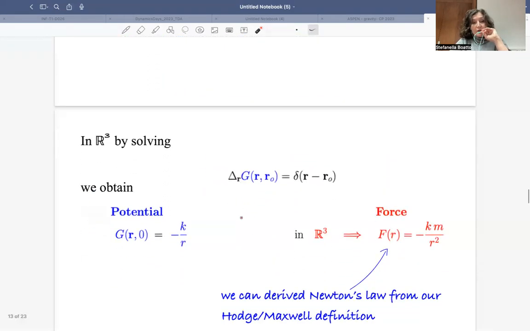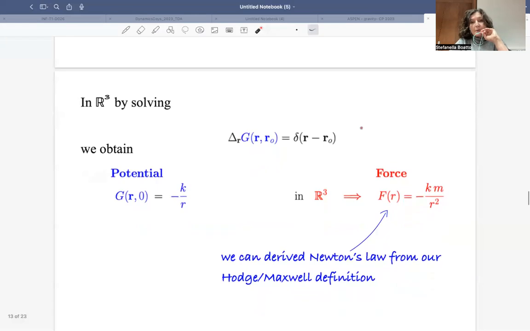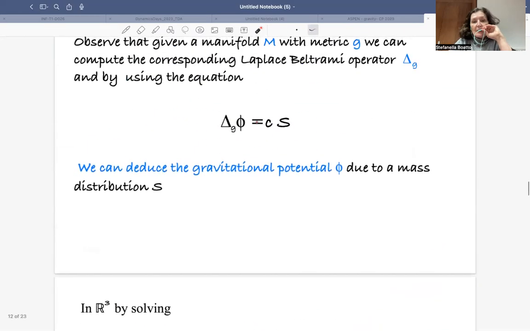And so if we do this, for example, in R3, and we put here a point-like particle as the source field, the solution of this equation gives us the gravitational potential that eventually brings to the known force that we know. So we have derived Newton's law from Maxwell equations. Okay, so this I think is very nice, and actually this equation allows us to derive the potential for very general surfaces.